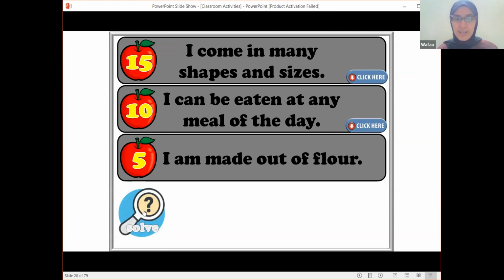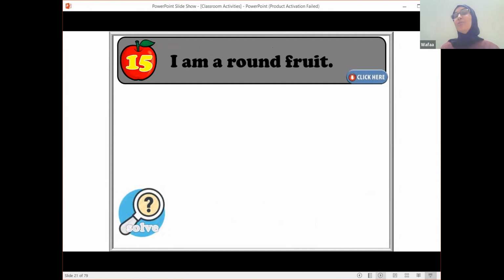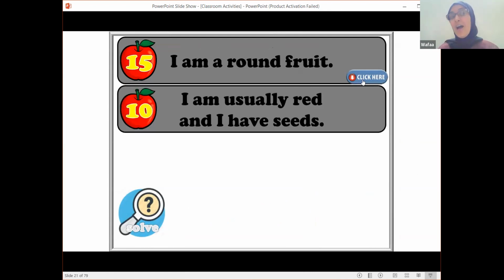Let's show them. Don't forget to do that. Bread. You can eat it in any meal. That's great. I am a round fruit. We have a lot of round fruits. And I am usually red and I have seeds.